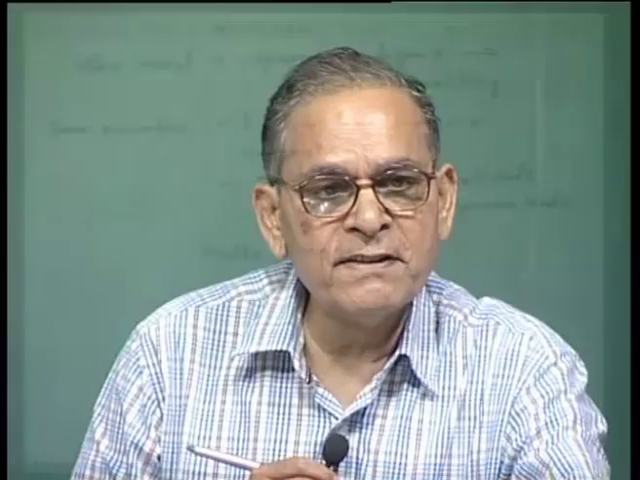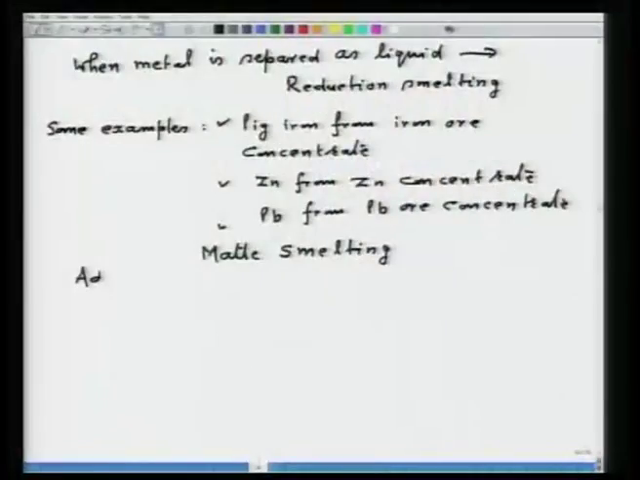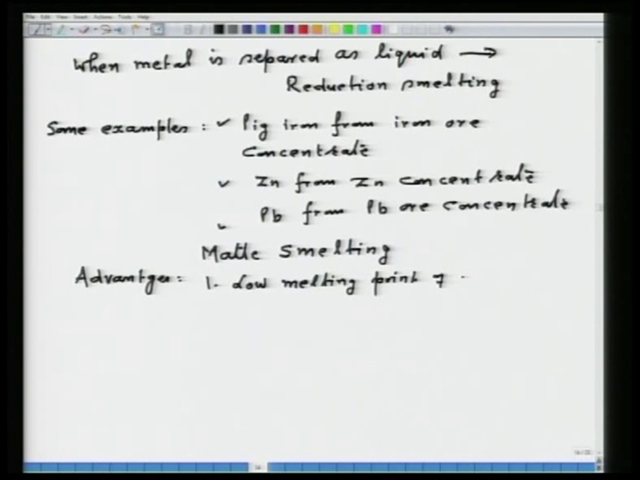Now, obviously, there are certain advantages of extraction of metal through matte smelting route, because in matte smelting, we are separating gangue mineral and producing a matte from the copper ore concentrate. Now, what are the advantages of it? The advantages of matte smelting, first of all, low melting point of matte. Now, for example, Cu2S plus FeS has around 1000 degree Celsius as its melting point. So, that means you do not require a very high amount of energy to produce the matte. This is one such advantage.